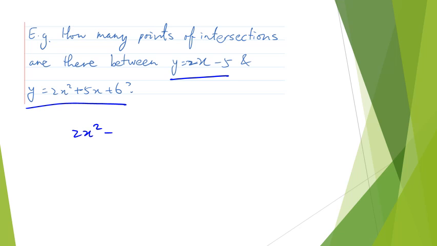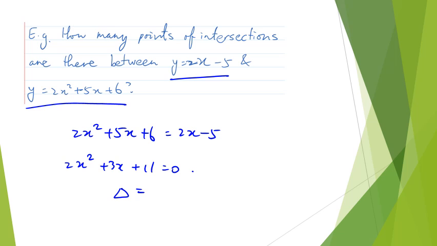So, before we get to the discriminant part, we need to make these two equal. So 2x squared plus 5x plus 6 equals to 2x minus 5. Rearrange it. Use your discriminant, which is what? B squared minus, okay, then put in your values.